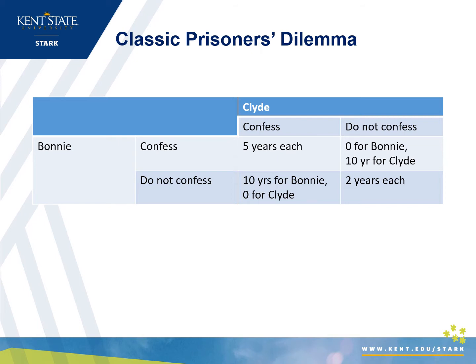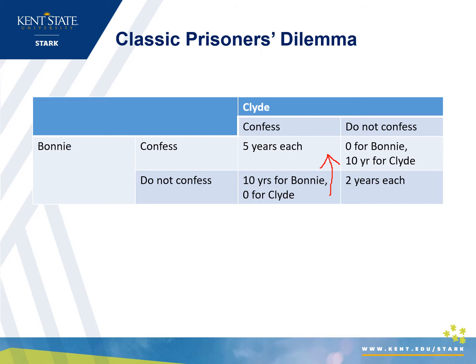Right. So Bonnie says, if Clyde confesses, then I, as Bonnie, can also confess, in which case I get 5 years in prison. On the other hand, I, as Bonnie, could not confess and get 10 years in prison. Well, so given that Clyde is confessing, Bonnie would much rather confess, getting 5 years, than not confess, getting 10 years. And so I'm just going to draw an arrow here to indicate that.